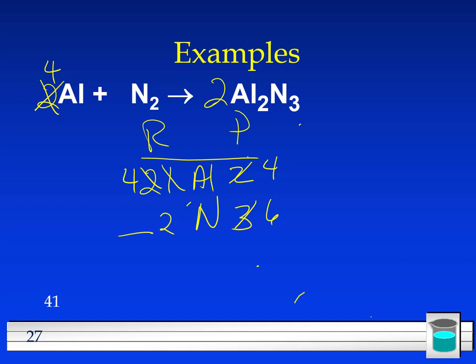Now I'm at the point where only nitrogen needs to be fixed. Can I fix it? I need 6 on the other side. Can I put a number there and get 6? Oh, yeah, 3 goes there. 3 times 2 is 6. That gives me 6 nitrogens. 4 aluminums, 6 nitrogens and 6 nitrogens, we're all balanced.